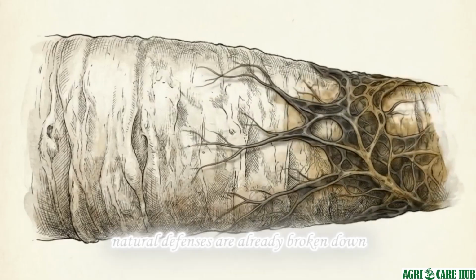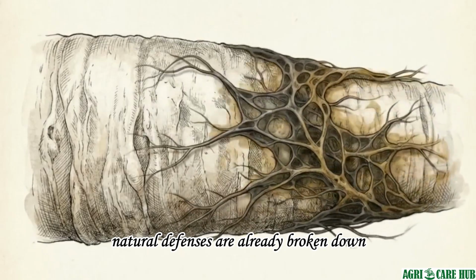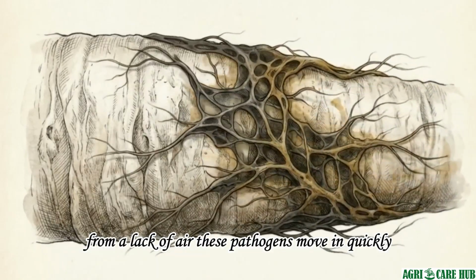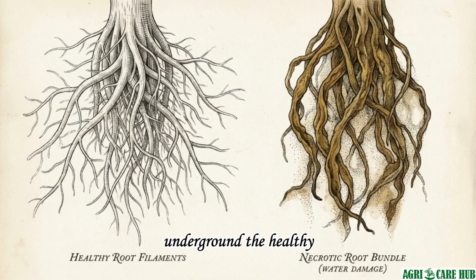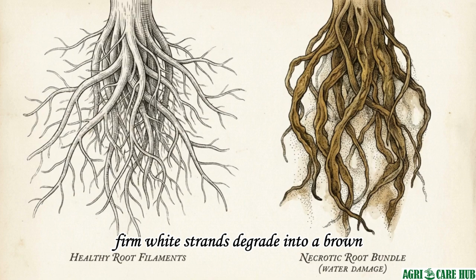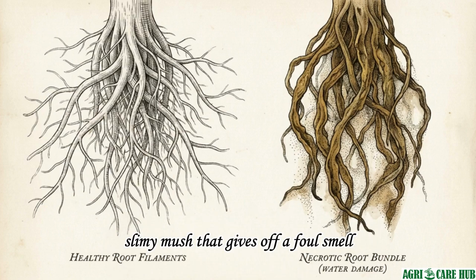Because the plant's natural defenses are already broken down from a lack of air, these pathogens move in quickly to consume the weakened root structure. Underground, the healthy, firm white strands degrade into a brown, slimy mush that gives off a foul smell.